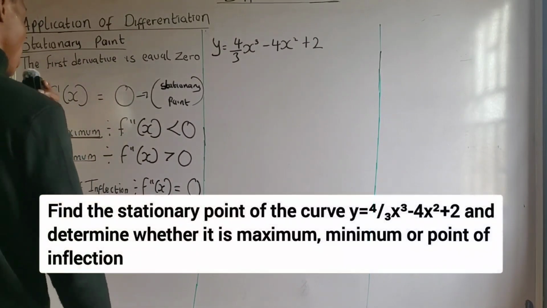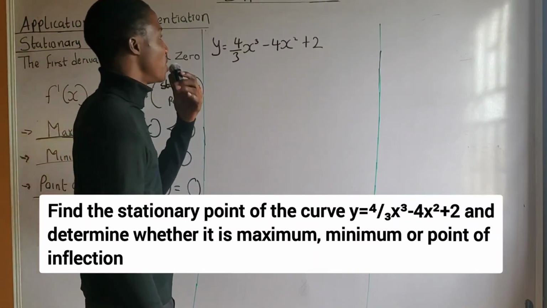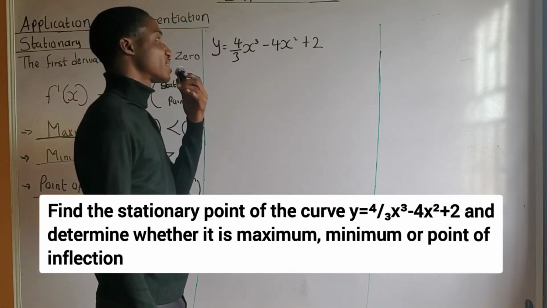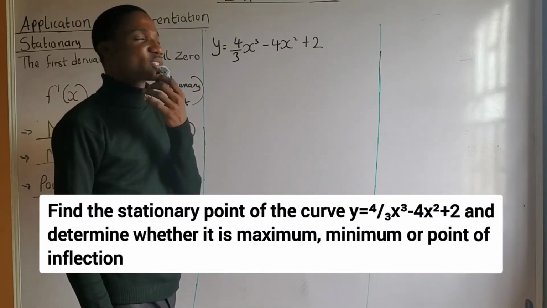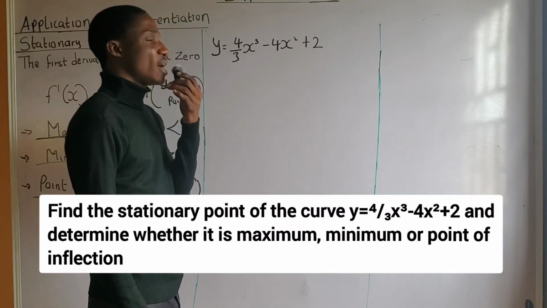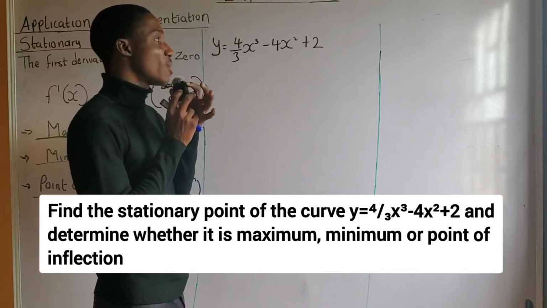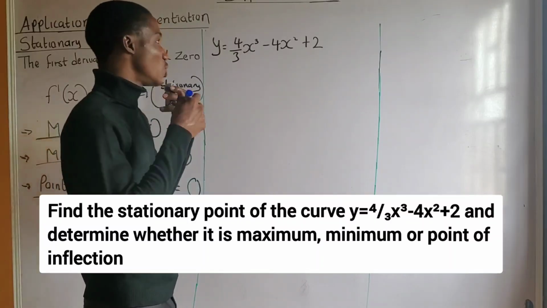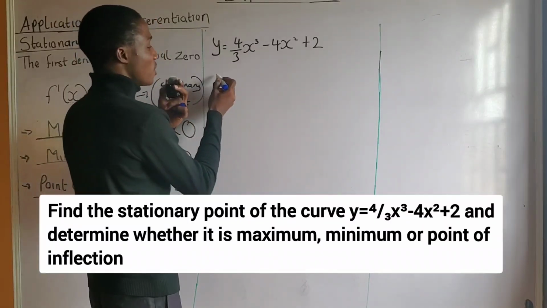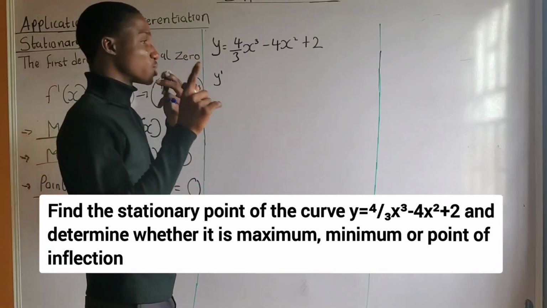Consider the question that we have on the board. We are asked to find the stationary point of the curve 4x raised to the power of 3 over 3 minus 4x squared plus 2, and determine whether the stationary point is maximum, minimum, or point of inflection. Okay, to do this, let's first take the first derivative. At a stationary point, the first derivative is equal to 0.